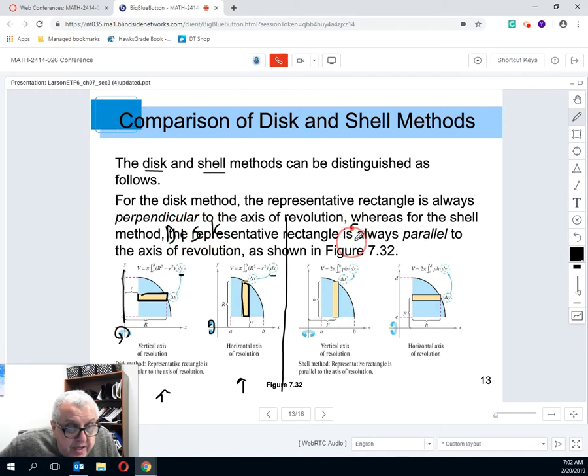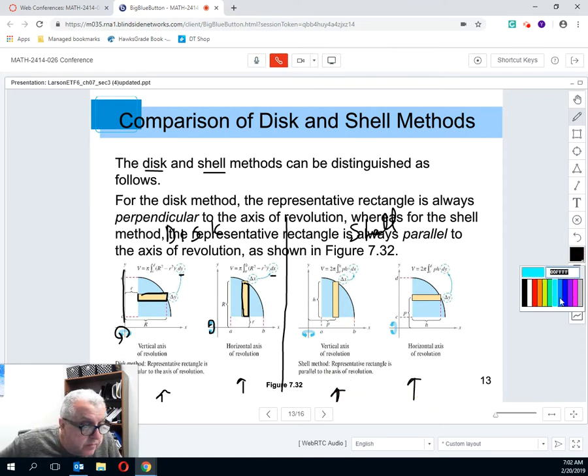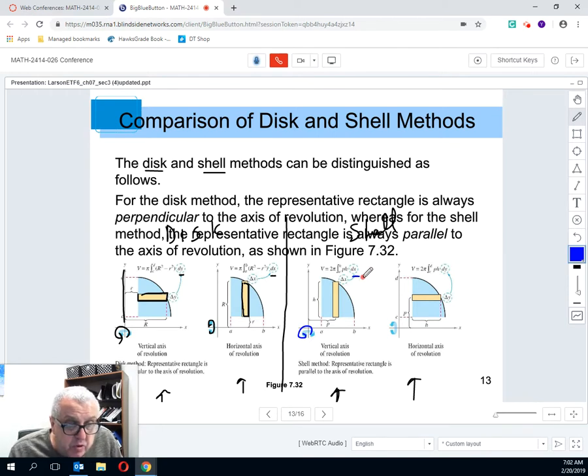The shell method, over here we have the shell. Here, if we rotate around the y-axis, we use the opposite variable. We use the x variable. And then if you rotate around the x-axis, we use the y variable. So there's a little difference there between the disk and the shell.